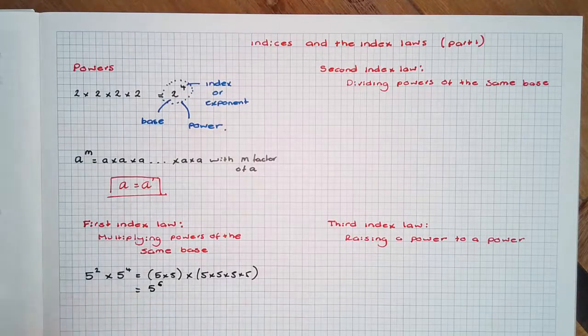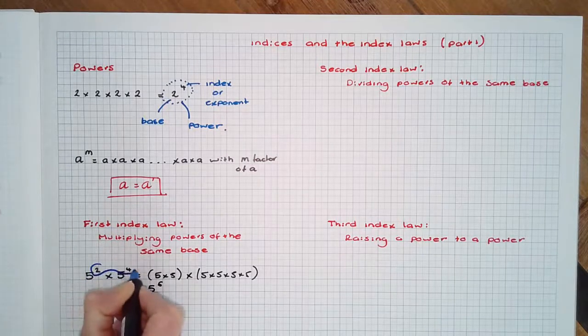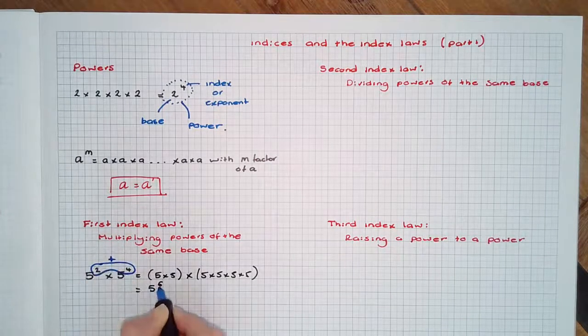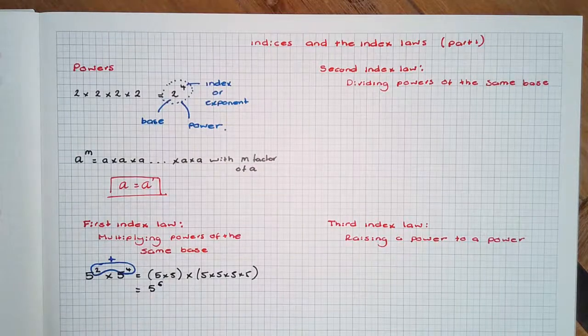Notice if we add the two indices, that is 2 plus 4, we get the result. So we can use this rule rather than expanding. For instance, 8 to the power of 3 times 8 to the power of 4. We know when we're multiplying indices with the same base, we can simply add the powers. That is 8 to the power of 3 plus 4, which is 8 to the power of 7.